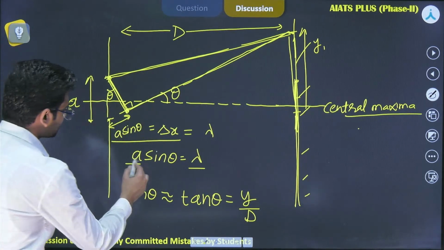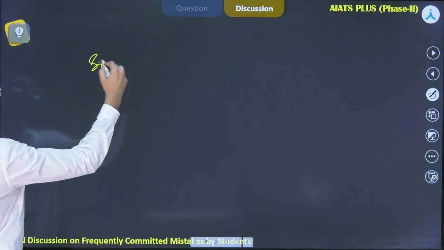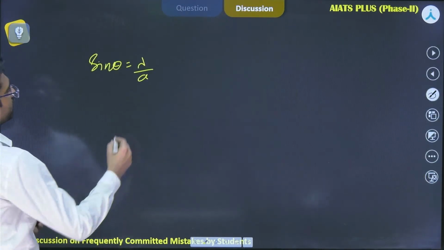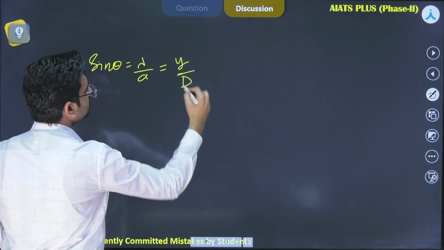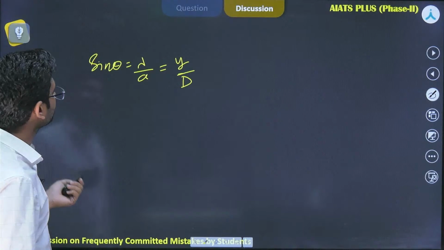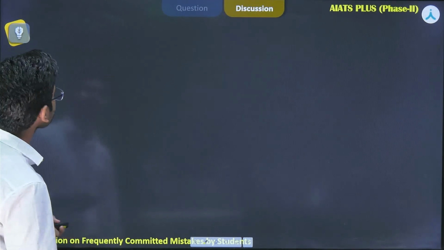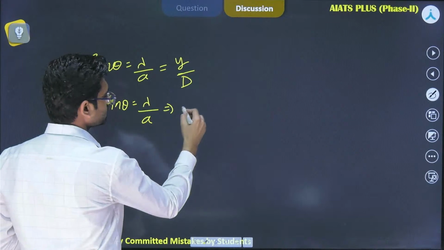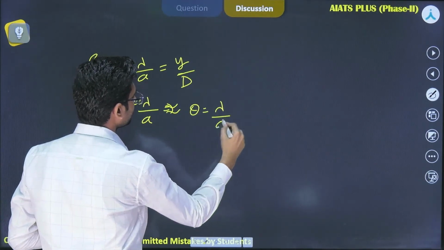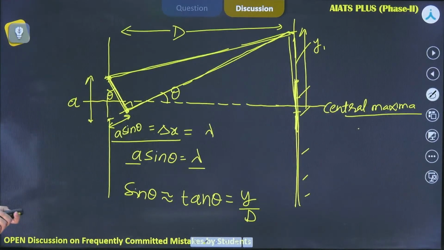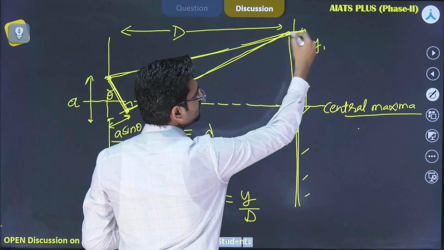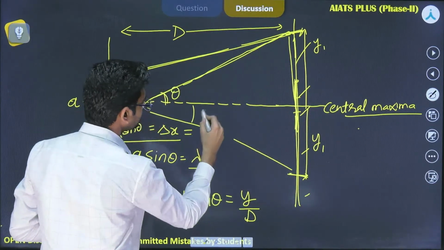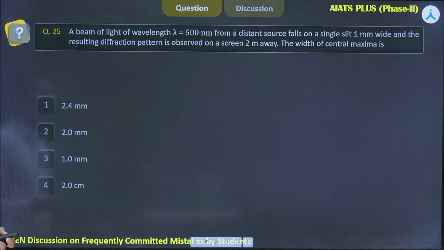Okay. Now if A sin theta is equal to lambda, sin theta can be written as lambda by A, and that is also equal to y by d. So now we have to find what? Theta, or the width. So theta is almost lambda by A. We know that point 1 would be here and point 2 would be here. So this is y1, then this is also y1, so this is also equal to theta. So the central width will be equal to 2 theta, right?